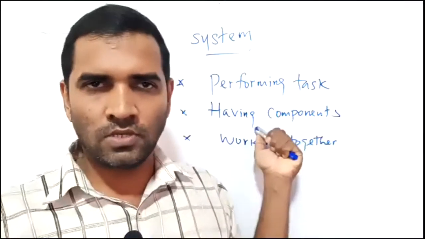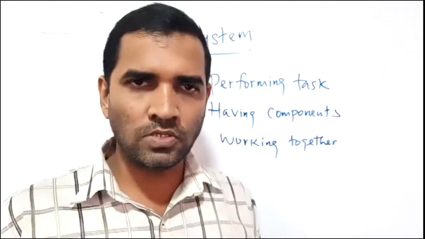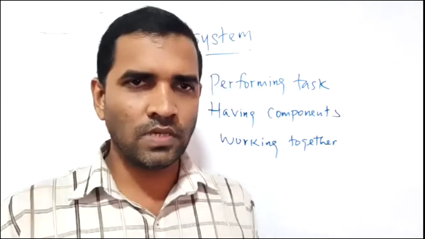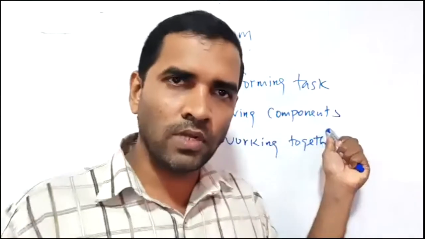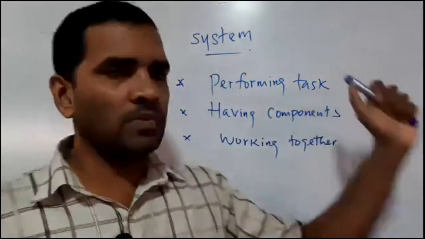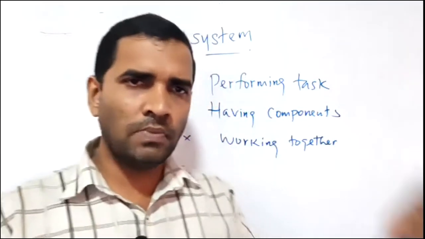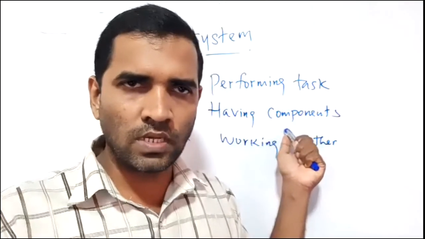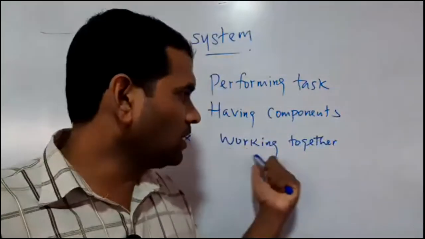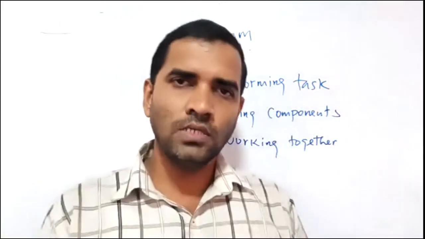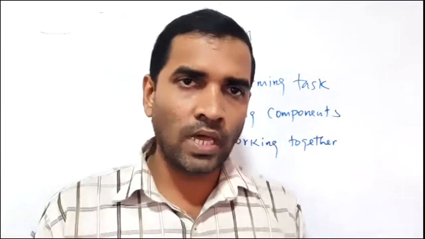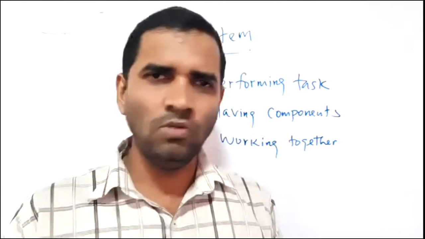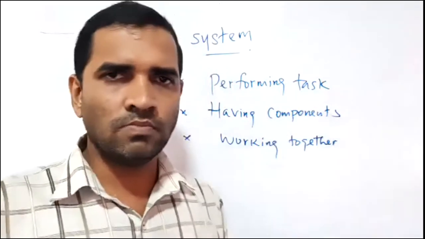A system is a collection of components, because as I said earlier, there may be so many components, not one component. It would be easy if I give one example. So a system is a collection of components which work together to perform a task. Very simple definition. I repeat it. A system is a collection of components, or even you can say combination of components, which work together to perform a task. Sometimes you can say it is for achieving a goal. Achieving a goal or performing a task, almost similar. So that is a system.